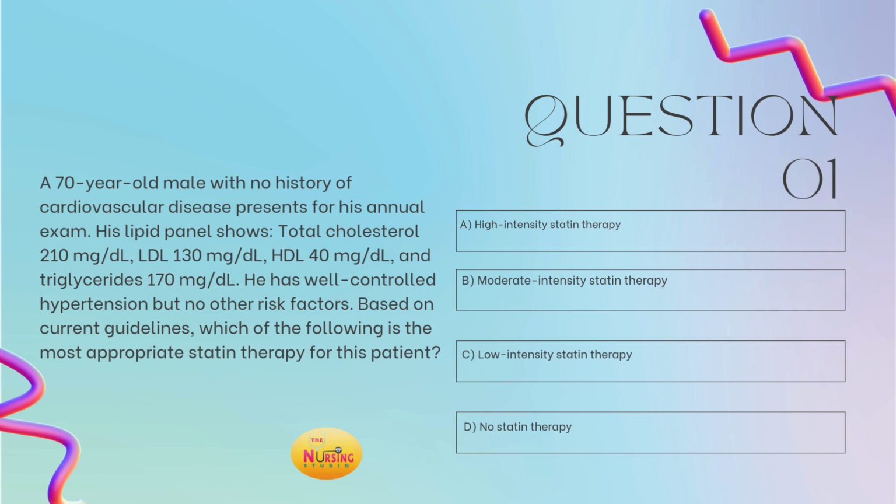So the lipid panel shows a total cholesterol of 210 milligrams per deciliter. We know we want our total cholesterol to be less than 200, right? So that's abnormal. An LDL of 130 milligrams per deciliter. We know we want that LDL to be less than 100, right? So we're going to hold that as well. HDL 40 milligrams per deciliter. We know we want this to be 50 or greater because it states that this is a male. So men, again, is 50 milligrams per deciliter or greater, and women is 40 or greater, right? And then the triglycerides are 170, and we want that to be less than 150.